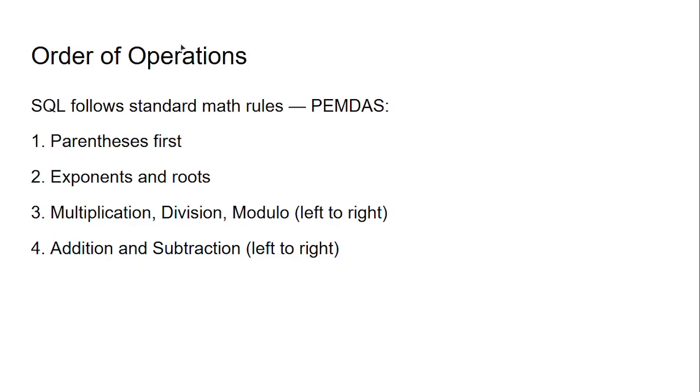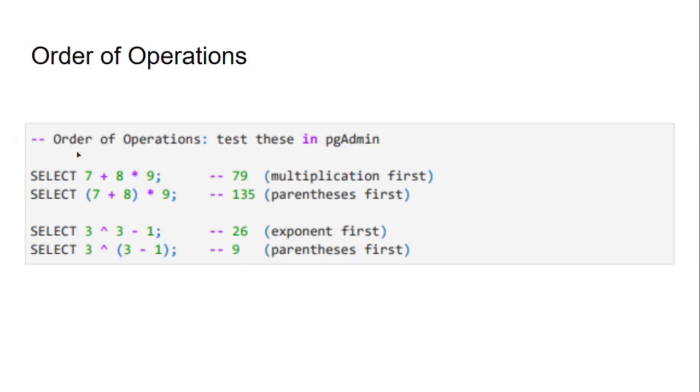Order of operations. SQL follows the standard math rule, PEMDAS. We have the parentheses first, exponent and root, then multiplication, division, modulo, which go from left to right, then addition and subtraction, also left to right. An example is select 7 plus 8 times 9. The multiplication starts first, and the result is 79. Select 7 plus 8 in brackets, multiplied by 9. Now here, the parentheses start first because parentheses are first in the order of operations. We have 135. These two results are different because of the parentheses.